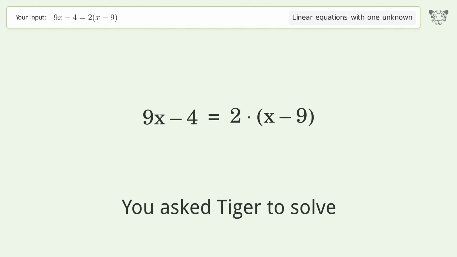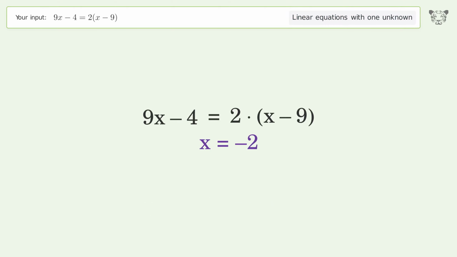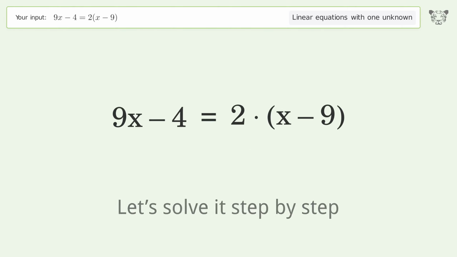You ask Tiger to solve. This deals with linear equations with one unknown. The final result is x equals -2. Let's solve it step by step.